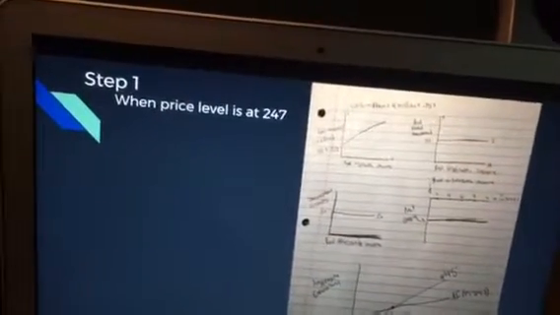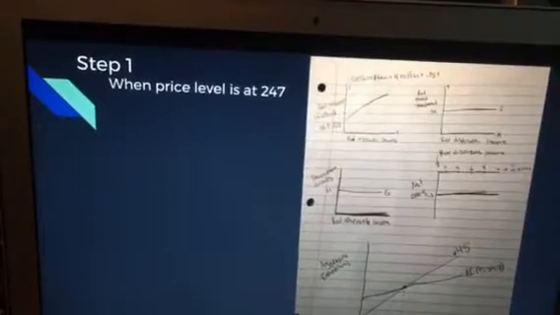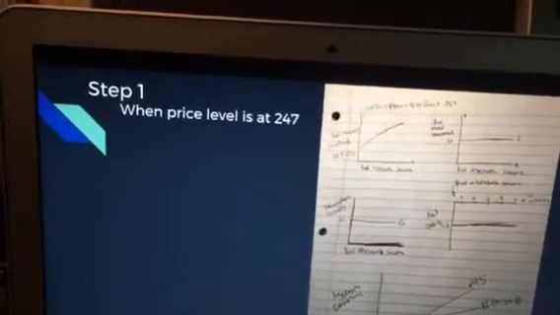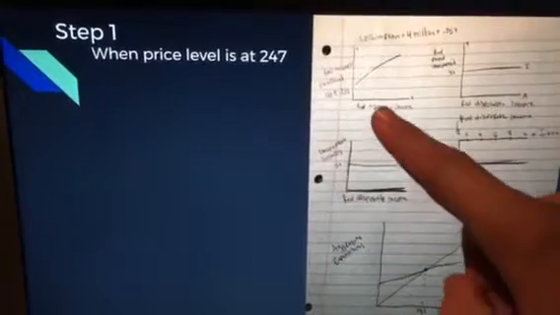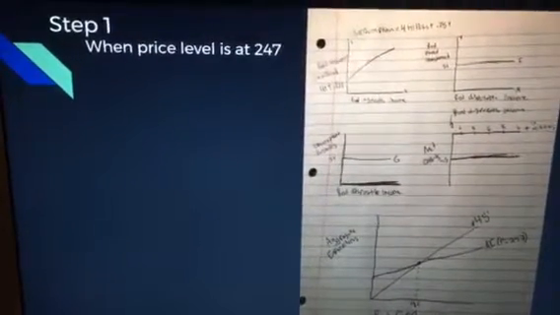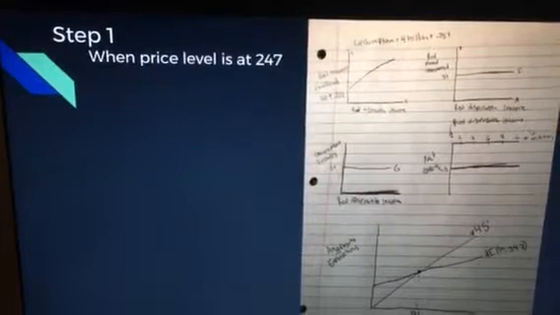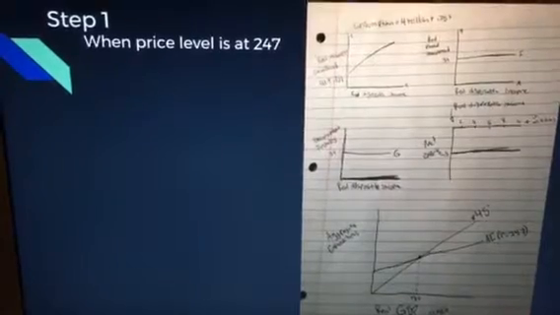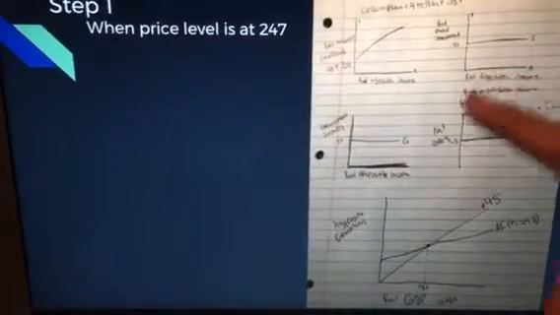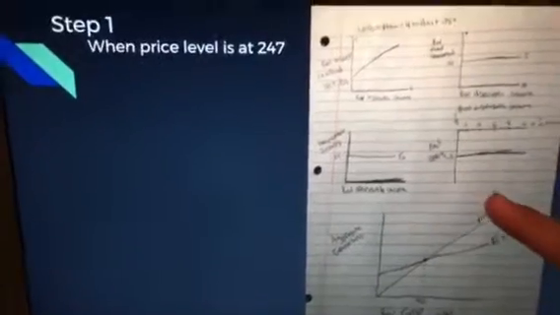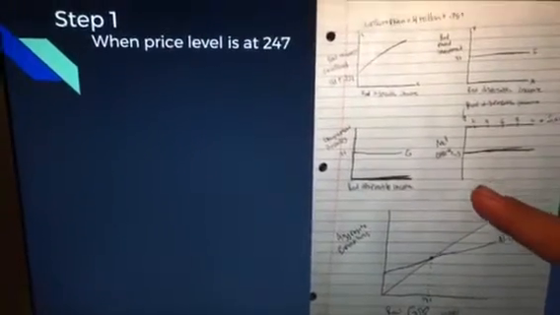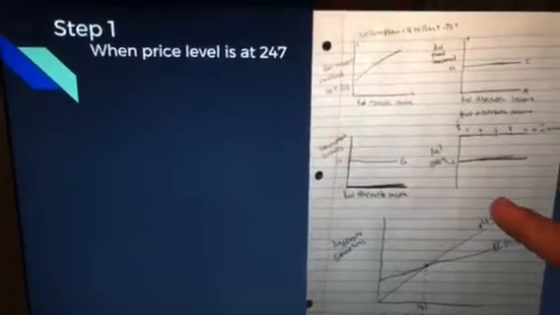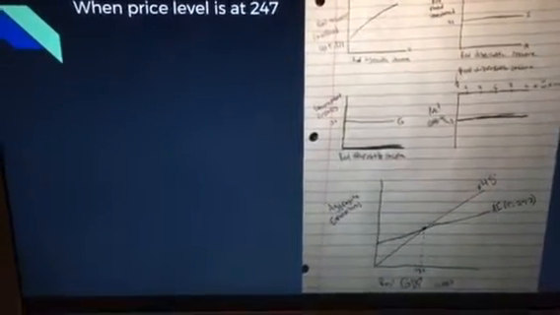So we're given the following information. We're at a price level of 247. We're given the following information to go along with that. For consumption, which is right here, to calculate consumption, it is 4 trillion plus 0.75y. For investment, we have 3 trillion. Government spending, the same, 3 trillion. And for net exports, we have negative 0.5 trillion, also known as negative 500 billion.